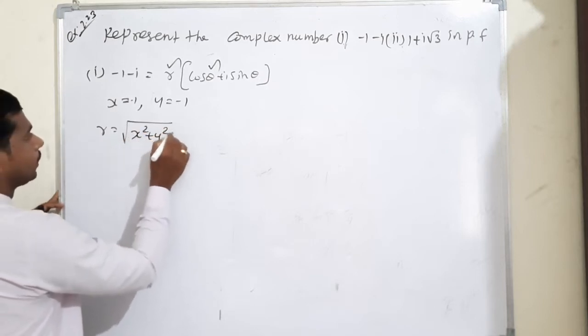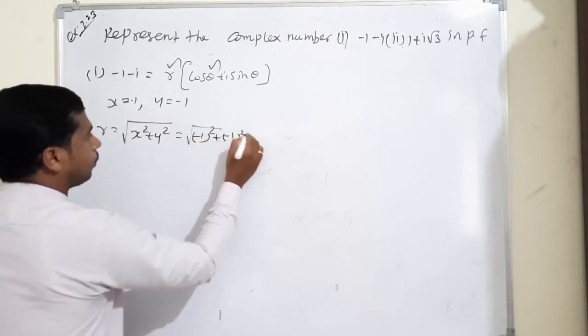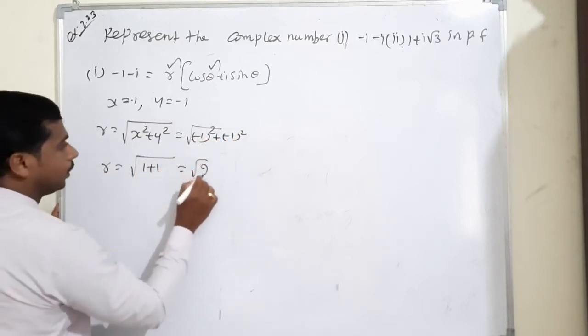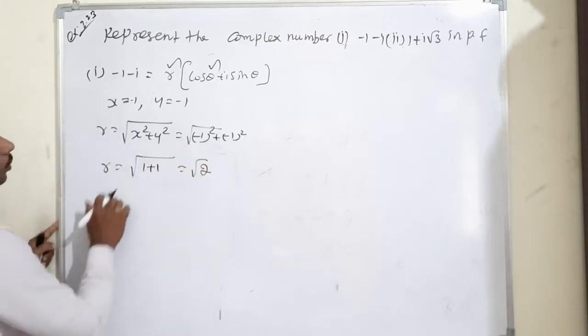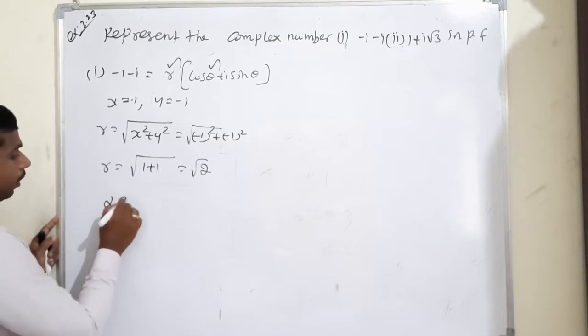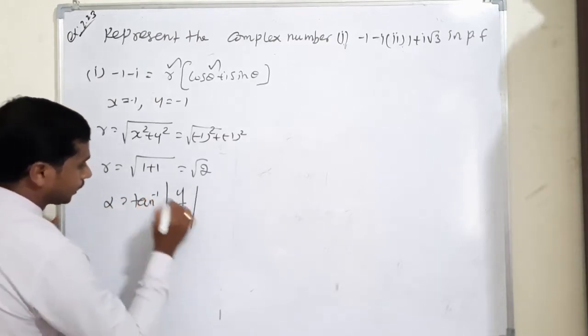Then r means square root of x square plus y square. So x square is minus 1 squared, then y square is also minus 1 squared. Therefore r is equal to square root of 1 plus 1, which is square root of 2. r is over. Now we need to find out theta. How to find out theta? Alpha, isn't it? Alpha means tan inverse of modulus of y by x.